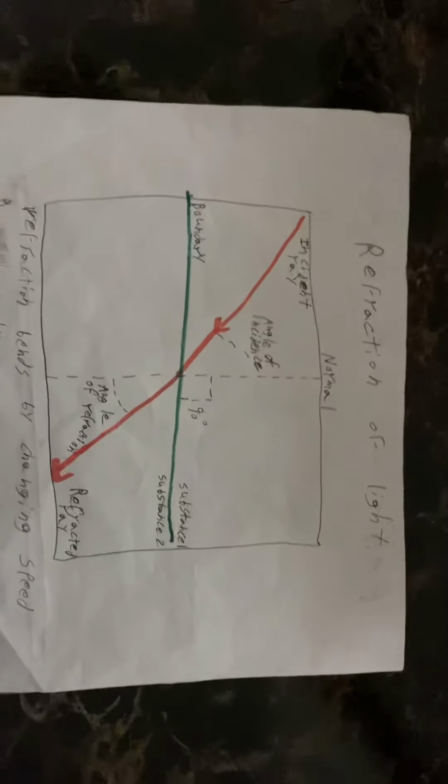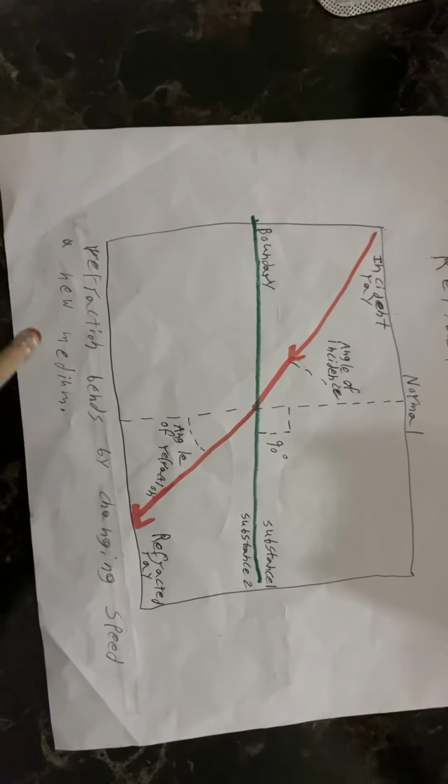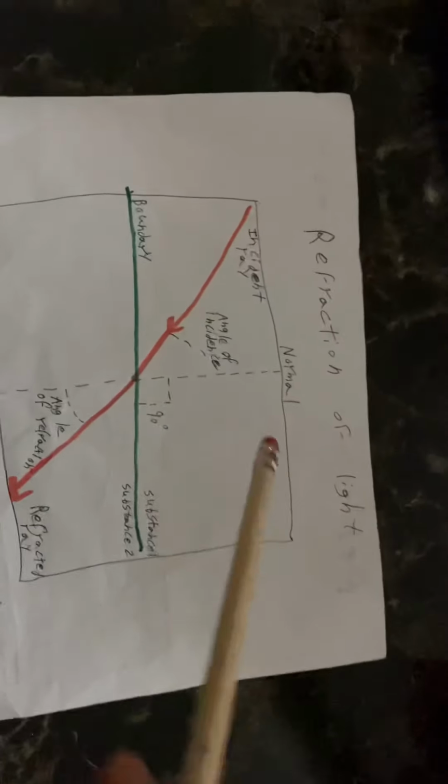Hello. So now I have already explained the reflection of light. Now we're going to be explaining refraction, the refraction of light. So this is going to be the example, explaining what refraction is, how it's used and what it actually is. So refraction is when light bends by changing speed in a new medium. So this is the example.